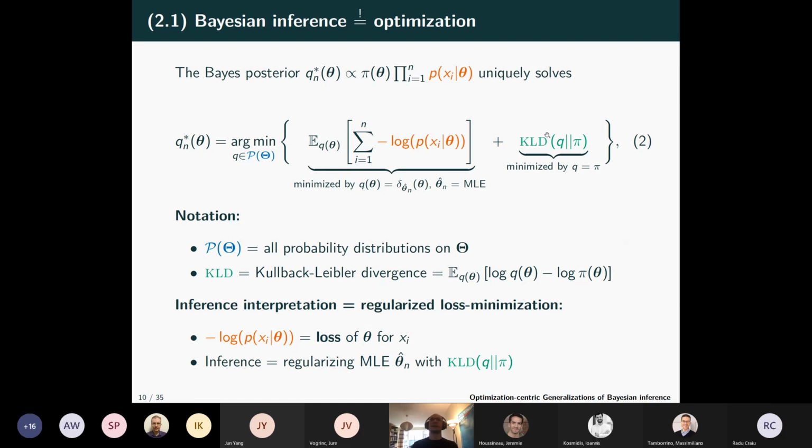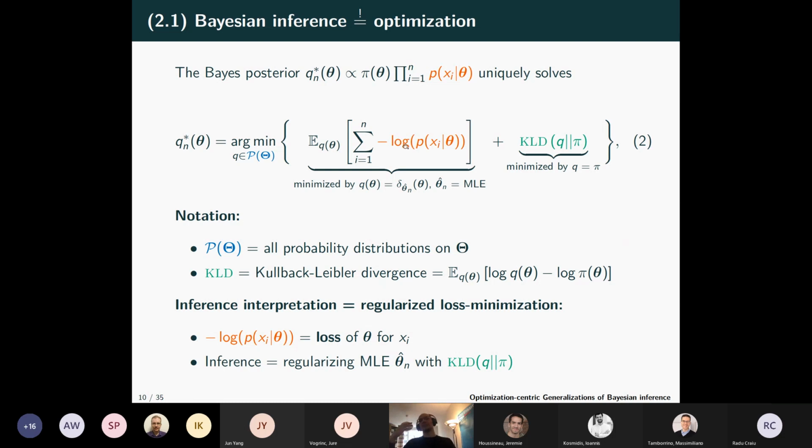Essentially, what this term does is it anchors you to pi. You're not allowed to deviate too far from what you believed before you saw any data, but at the same time, you're also trying to minimize this first term here, which is the expected loss that you incur. And loss here is defined in terms of the negative log likelihood. If you rewrite this, the proof that this is exactly equal to the Bayesian posterior is surprisingly easy. All you need to do is observe that you can rewrite this entire expression as a Kullback-Leibler divergence between Q and this term here. And then, because the Kullback-Leibler divergence is uniquely minimized if both arguments are the same, you have the result.